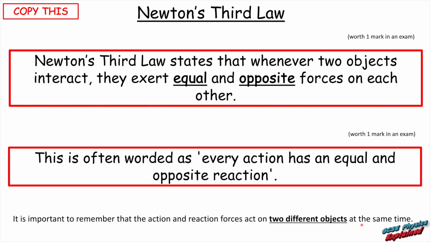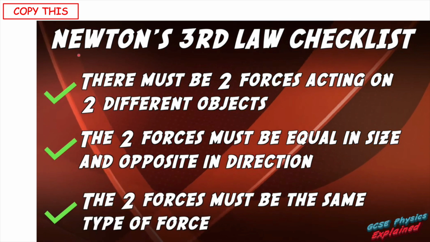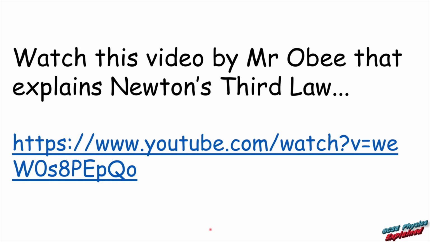A lot of people get Newton's third law mixed up with balanced forces. I'll show you about that in a bit. So I've made a nice little video to do with Newton's third law, and here's a checklist that I've come up with. There must be two forces acting on two different objects. The two forces must be equal in size and opposite in direction, and the two forces must be the same type of force. If you need any further explanation about that, watch my video on Newton's third law. There's a link at the top of the screen now.